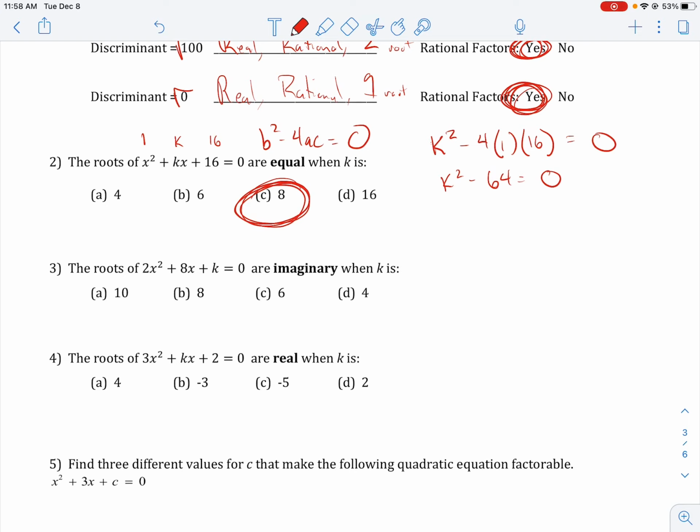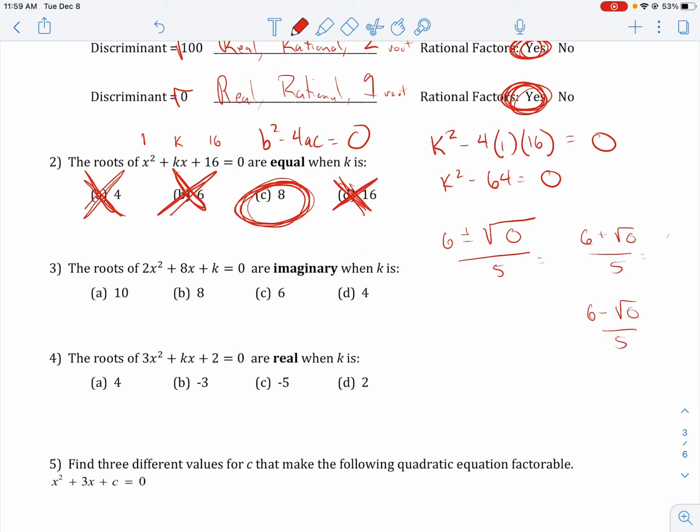That means it has to be 8. 6 squared is 36. 36 minus 64 is not 0. 16 squared minus 64 is not 0. And 16 minus 64 is not 0 either. So again, we're getting equal roots, which means we're getting something like this. We're getting 6 plus or minus 0 over 5. So we'd get 6 plus square root of 0 over 5, 6 minus square root of 0 over 5, and so we're getting the same fraction for each, 6 over 5. So that is what's happening when you're getting equal roots.